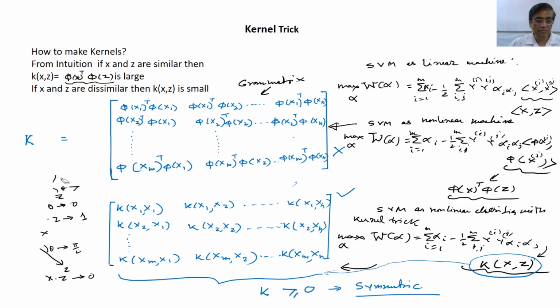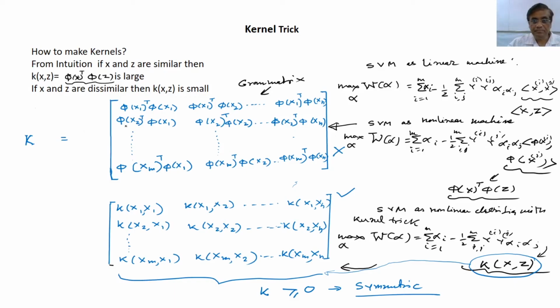In the literal sense, we are trying to tell you that the kernel should have this property. Because I do not know how the samples will randomly come, if the two class samples are similar, then the kernel value should be large. If they are dissimilar, then the kernel value should be small. So this is a very important criterion which intuitively will help you design your own kernel.